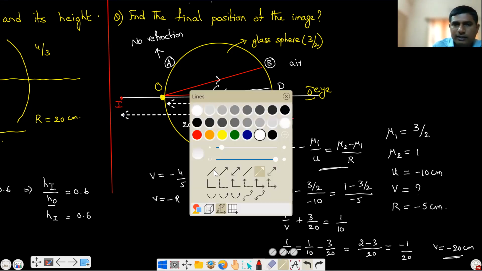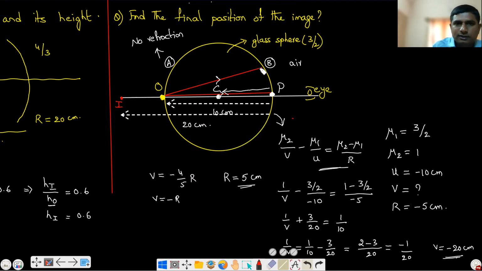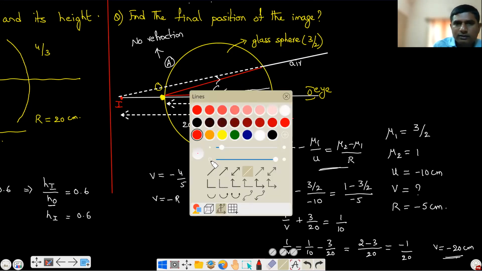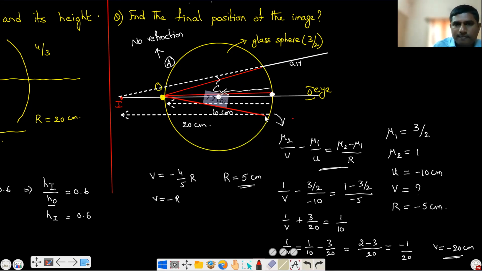Now the way to draw the ray diagram is like this. Okay. Now the refracted rays will go like this, in such a way that when you extend them back, they'll meet at this point. Okay. You can also draw one more incident ray like this. Okay. I'll erase all this.